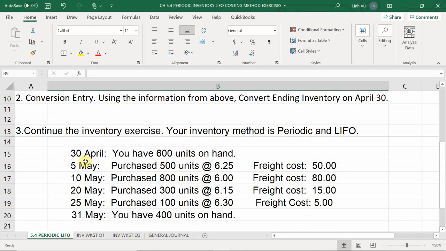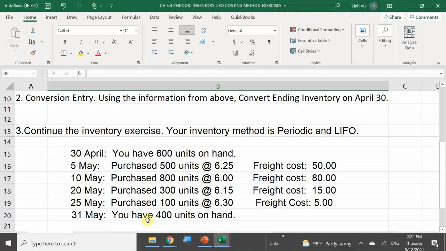Okay. So in this case, question 3 says continue the inventory exercise. Your inventory method is still periodic and it's LIFO, okay? So here's the first thing that you have here. On April 30th, you have a total of 600 units on hand, which, yes, we know to be true.